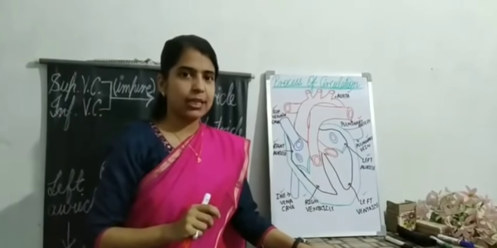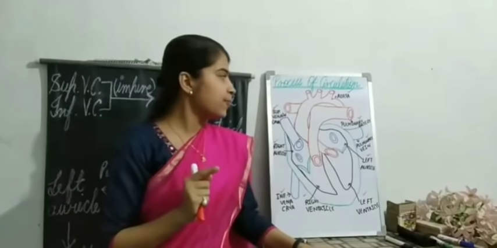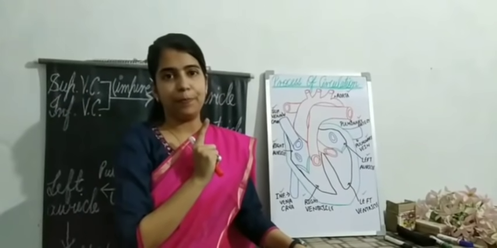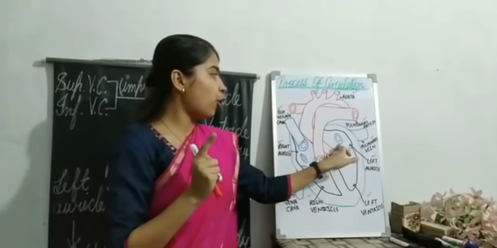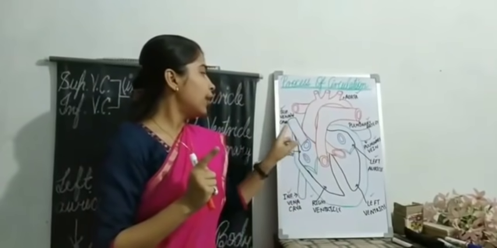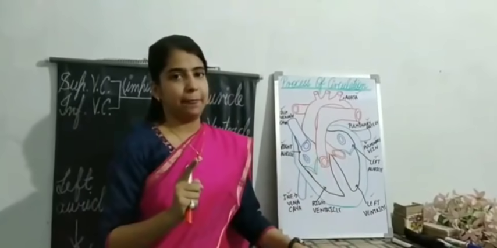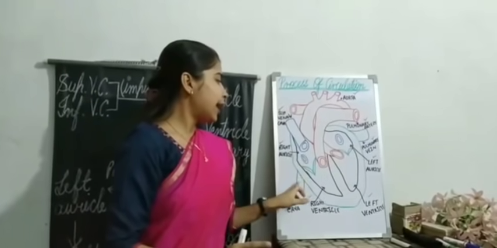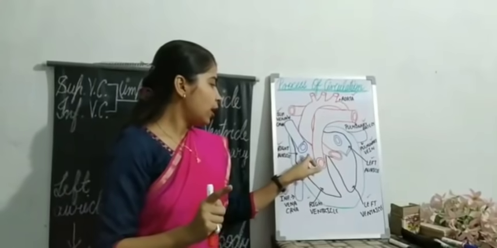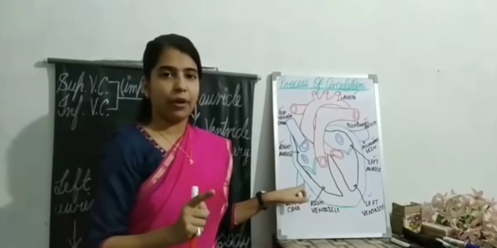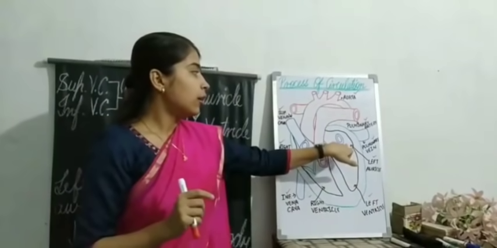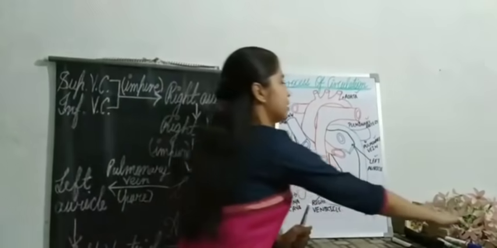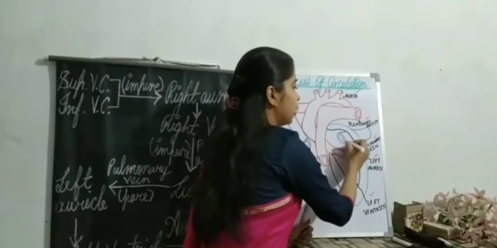Before I explain this process, there is one thing you must always remember, children. Don't get confused. Your auricles will always receive the blood. So in the auricles, your veins will enter. See, here in your right auricle, you have the superior vena cava and inferior vena cava. Both are veins. In your left auricle, you have the pulmonary vein entering. Clear? So your veins will be entering the auricles.